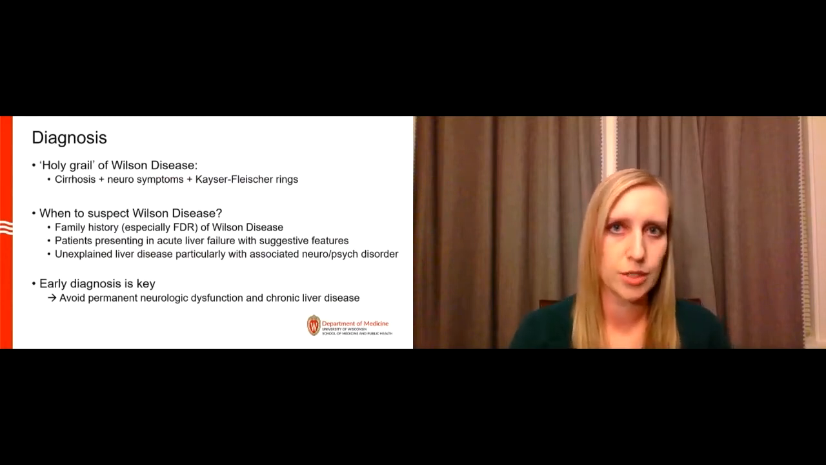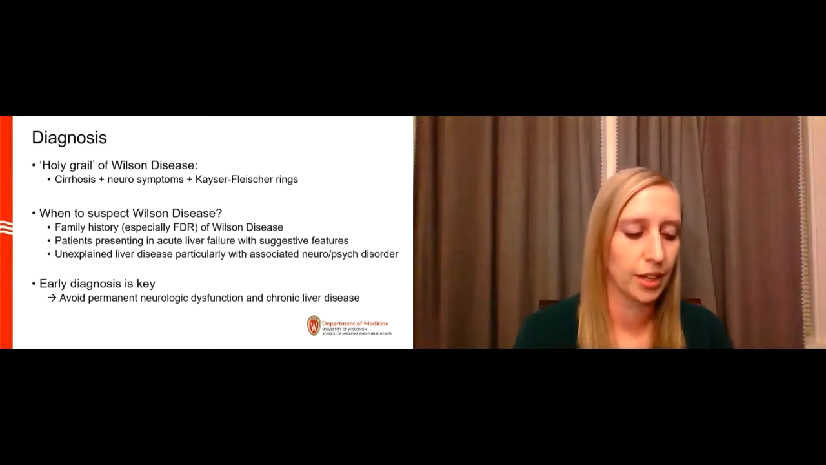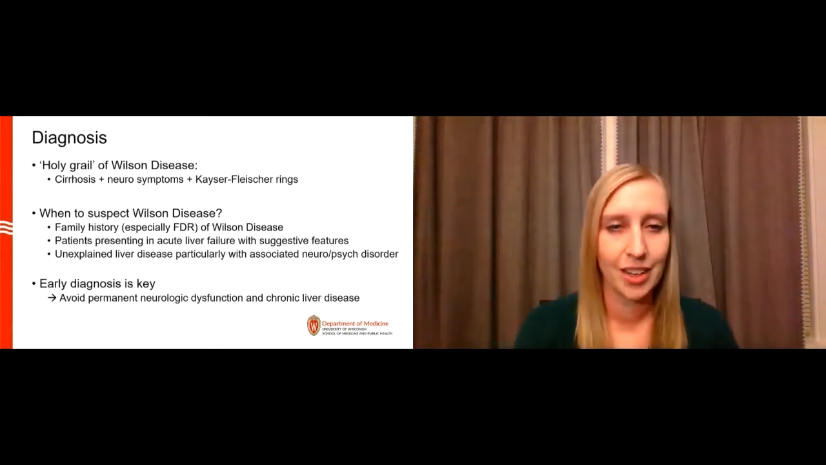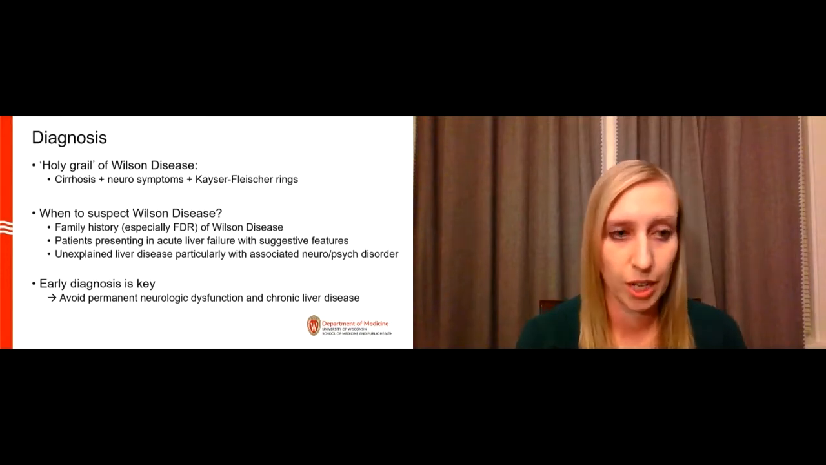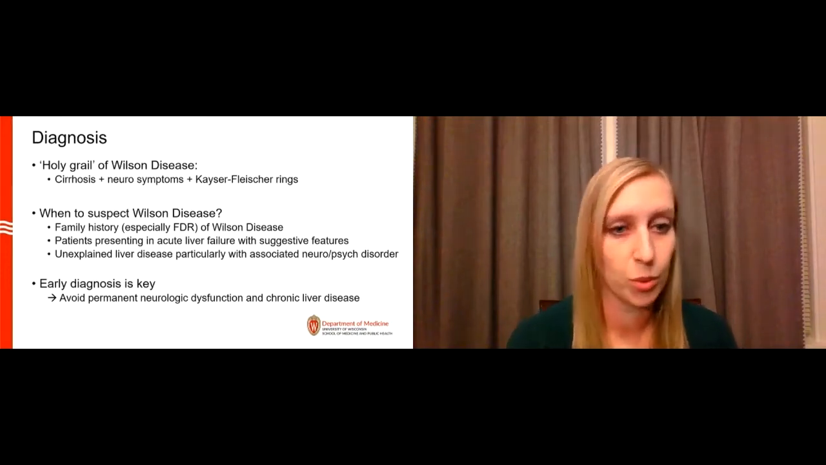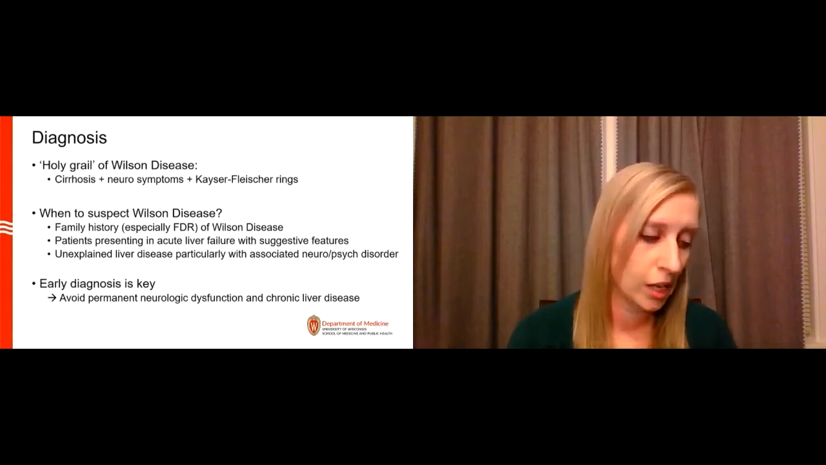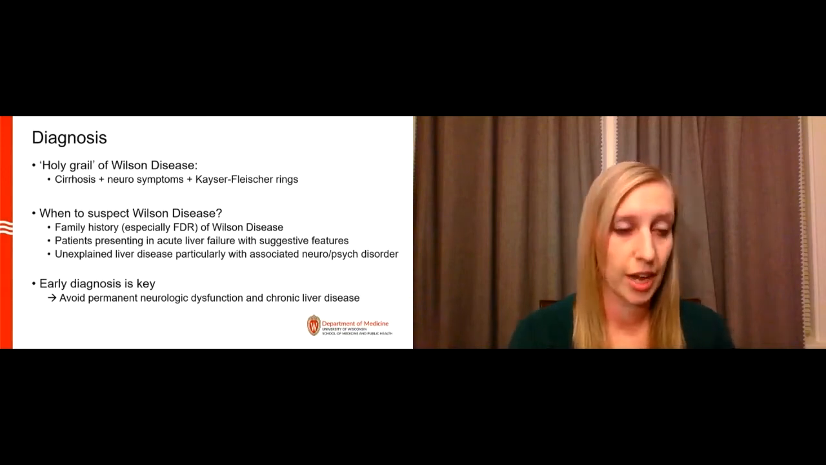So usually we're utilizing a combination of clinical features and diagnostic lab testing. Kind of the classic picture of Wilson disease is a patient who presents with cirrhosis, plus neurologic symptoms, plus Kaiser-Fleischer rings. This is kind of the classic presentation. Unfortunately, in reality, less than 50% of patients present with even 2 of these criteria. So it's actually more challenging to diagnose than this.